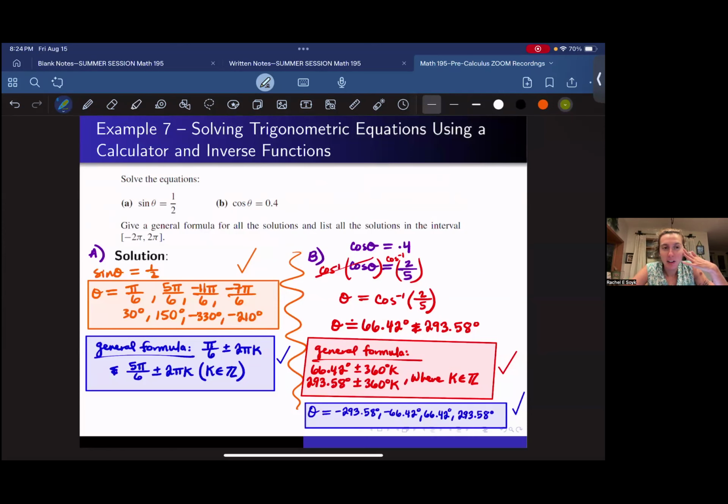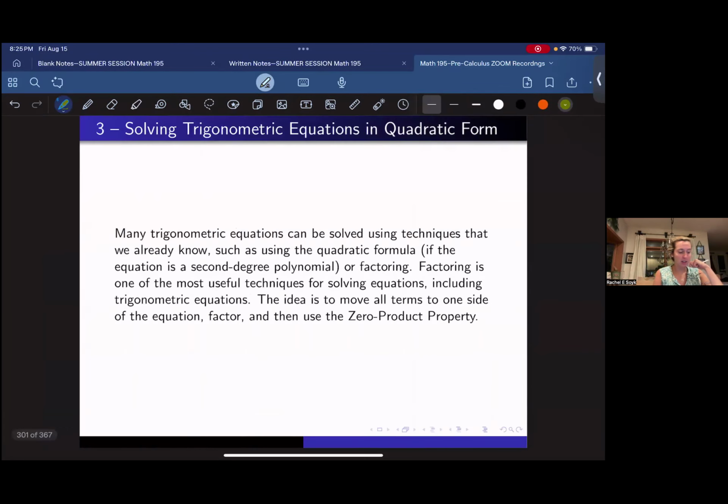So now we have it, and we are finally moving on to our third objective for this section, which is solving trig equations in quadratic form. And so we know that many trig equations can be solved using techniques that we already know and learned before. But now these next examples are really going to focus in on using our quadratic formula and solving or factoring from there.